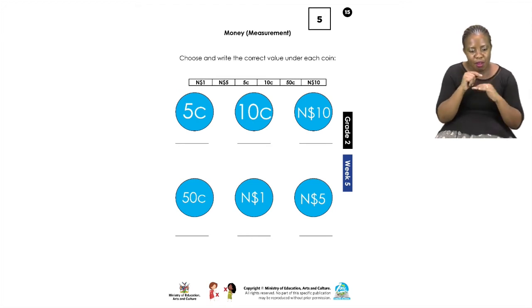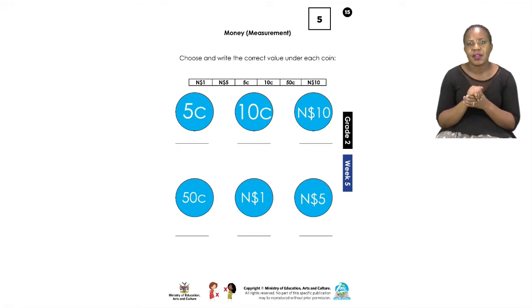The coins that you can see there are the 5-cent coin, the 10-cent coin, the $10 coin, the 50-cent coin, the $1 coin, and the $5 coin. The N that you can see stands for Namibian, and we have our special dollar sign. So the rest that we can see is the number or the value. The C that you can see is for the coin, the cents. That is the value. So the N is for Namibian, the dollar sign is for the dollar, then we have the value, and then the C is for the cents.